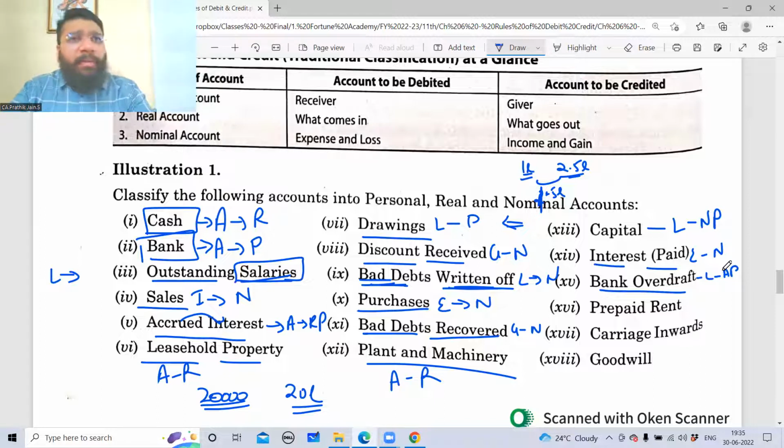I know you have to pay interest. So interest is a different transaction. Taking loan is a different transaction. Paying interest on that is a different transaction.